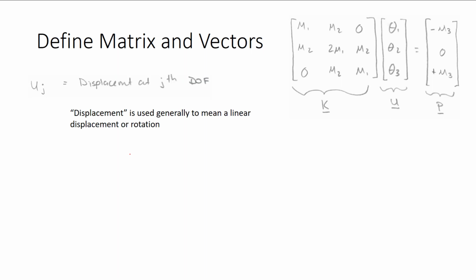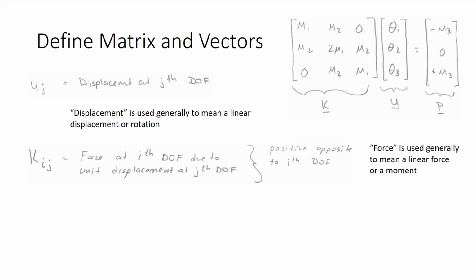That's the displacement at each degree of freedom, at the jth degree of freedom. And as in other parts of this course, we're using the term displacement generally to mean either a linear displacement or a rotation. The stiffness matrix, Kij, is the force at the ith degree of freedom due to a unit displacement at the jth degree of freedom.